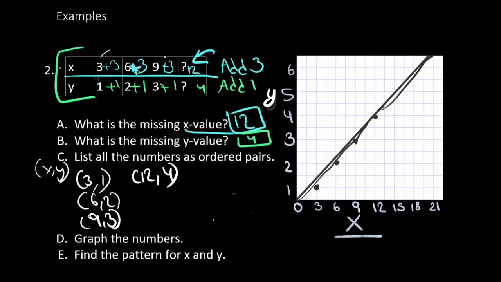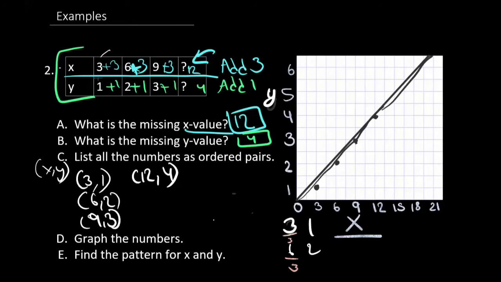Okay, so now we have to find the pattern for x and y. So it's 3 and then 1, and then I see that there's 6 and then 2. So we have to find a pattern, a rule. I see that 3 divided by 3 is 1, 6 divided by 3 is 2. Maybe the rule is divide by 3. So x divided by 3 might be our rule.